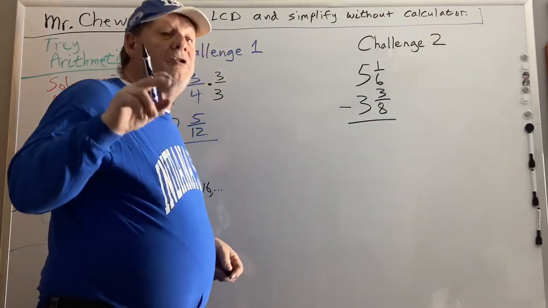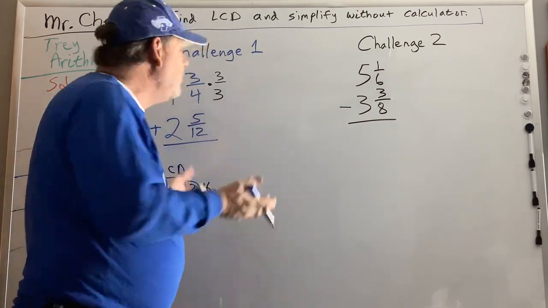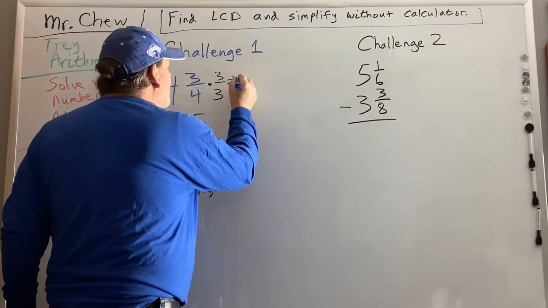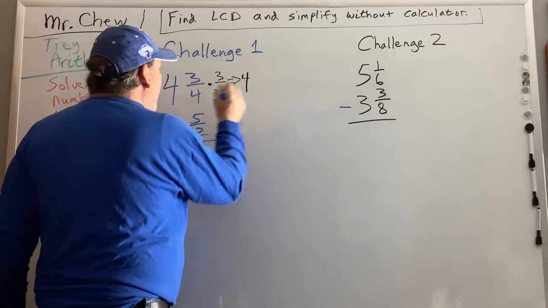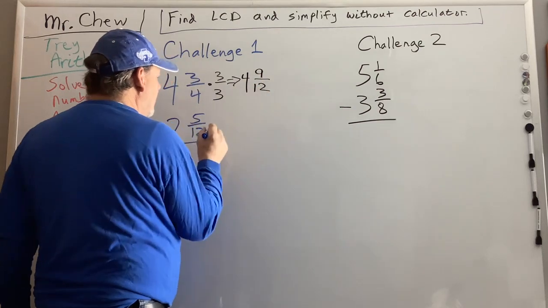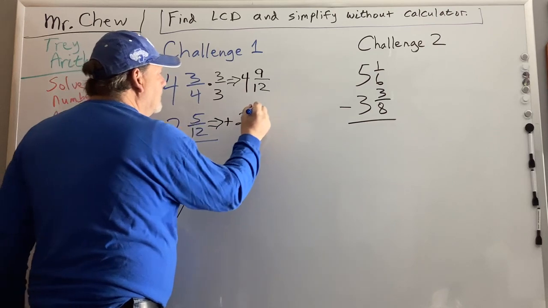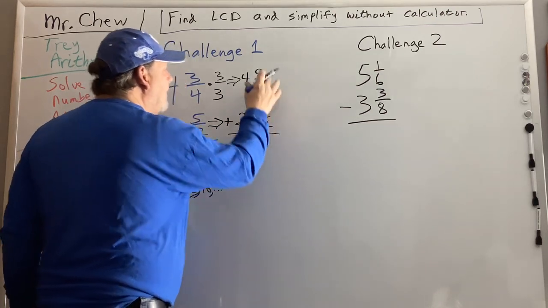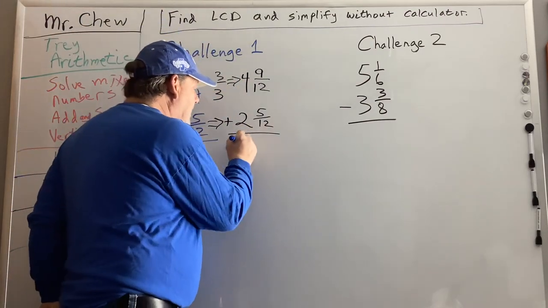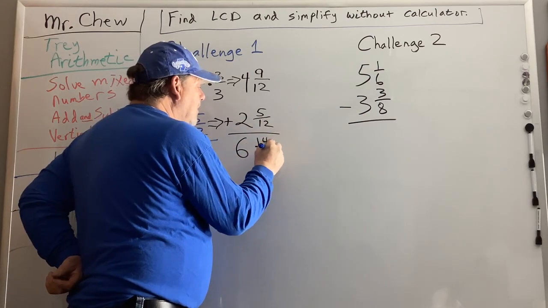But when you move up to your algebra class and there are X's in here, you have to understand how to do it, and this is how we teach it. So this number becomes 4, and 3 times 3 is 9, over 4 times 3 is 12. This number stayed the same. When I have a common denominator now, I can add down. So your 4 and your 2, 6, those are your whole numbers. 9 plus 5 is 14 twelfths.